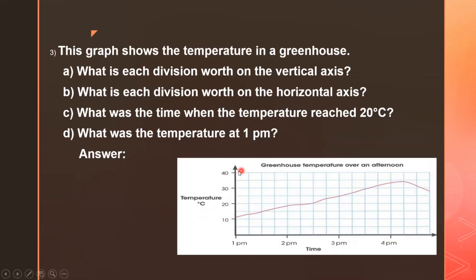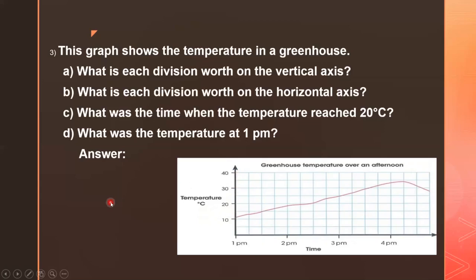So the vertical axis is the y-axis. What is each division worth on the x-axis? Each division means these are each division. This is the one, this is the one, another one, etc. So this is 0, then comes 10, 20, 30, 40. So after this 0, you can see a division mark here, right? So 0 and 10. In between 0 and 10, the mid value is 5. So 0, 5, 10, 15, 20, 25, 30, 35, 40.